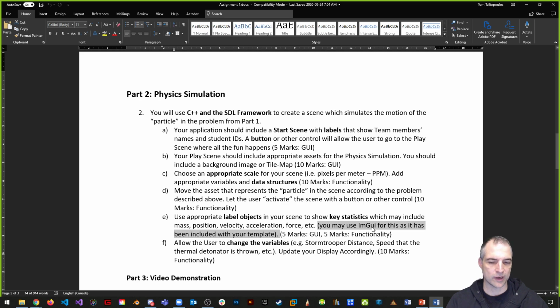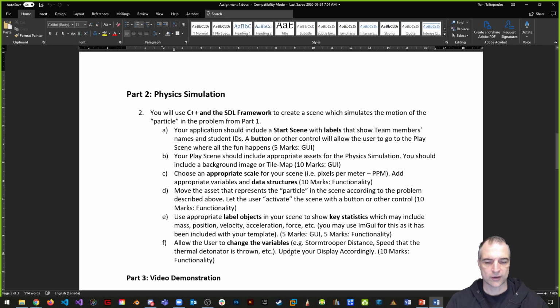Using IMGUI, which I'll talk about in a few minutes, is, I think, a good solution for this because it does a lot of simple things like buttons and an overlay and all that kind of stuff. It's really, truly up to you if you want to do it, though. So you don't have to use IMGUI.